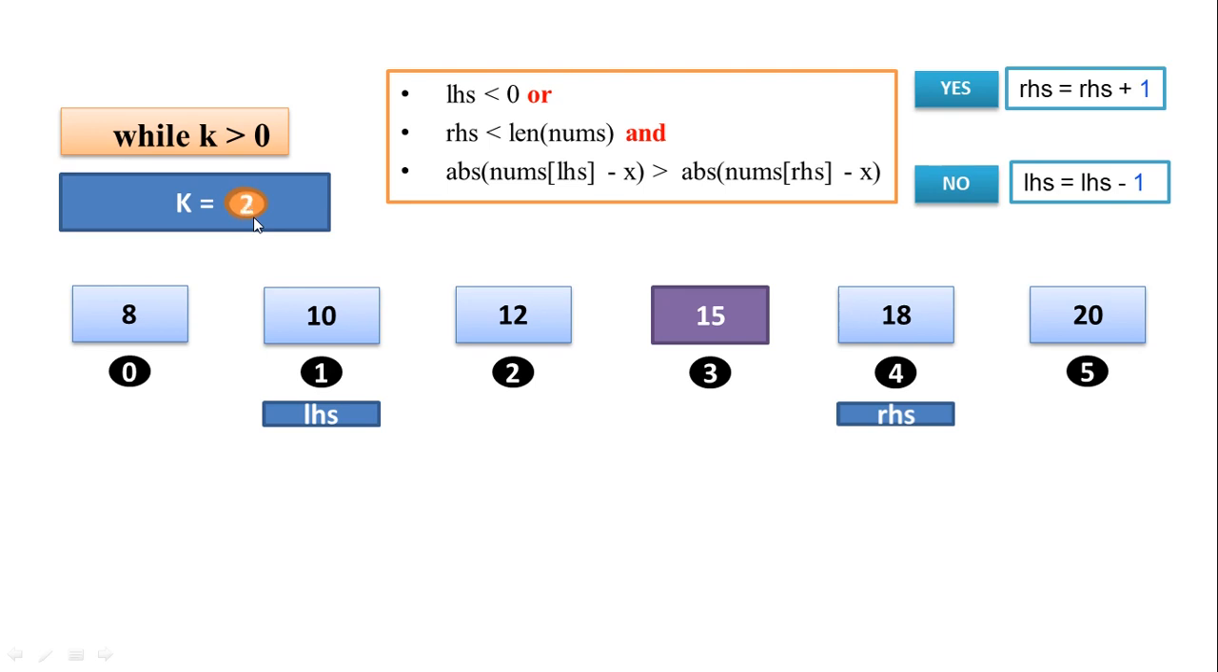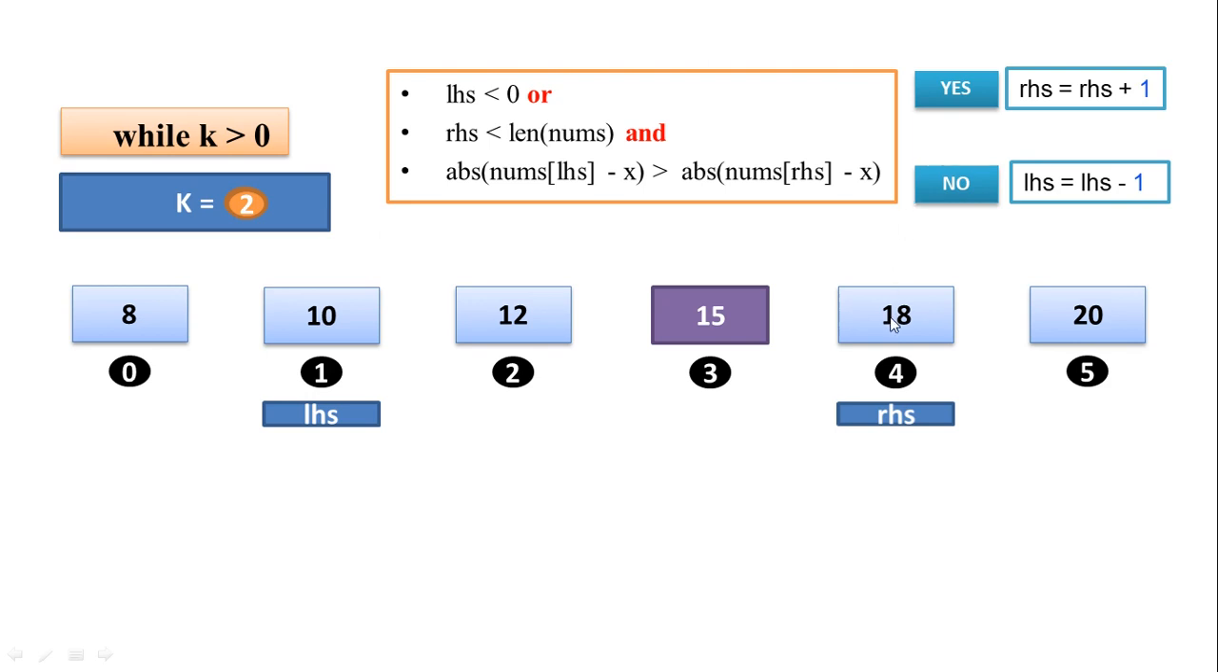We again move on to the next iteration and yet again we check, is LHS less than 0? No, it isn't. Then we check, is RHS less than len? Yes, it is, since 4 is less than 5. We also have to ensure the next condition is true. So I hope the calculations are clear now. So is 10 minus 15 greater than 18 minus 15? That means, is 5 greater than 3 in this case.